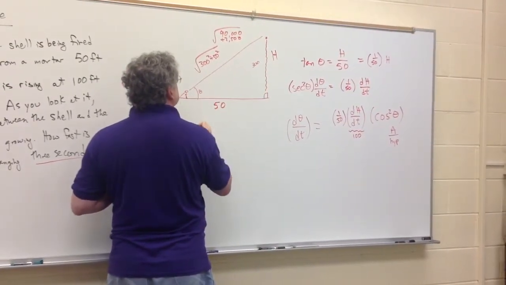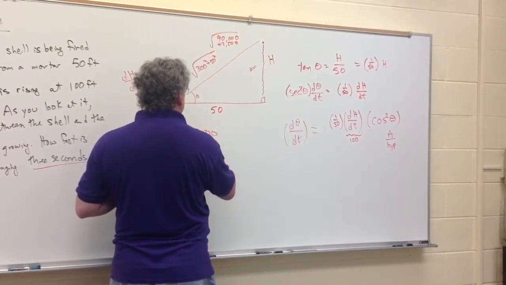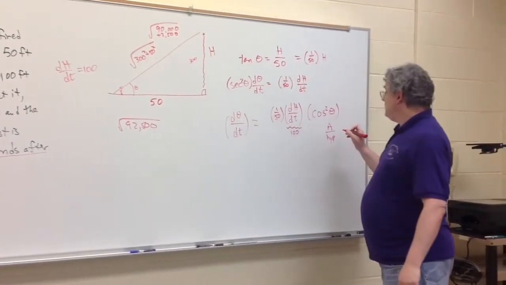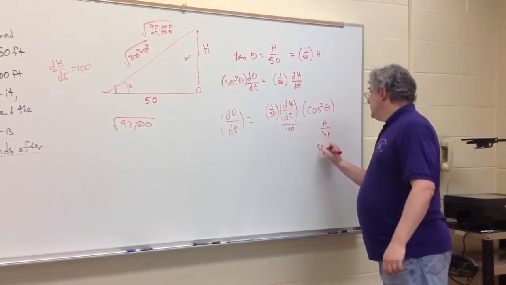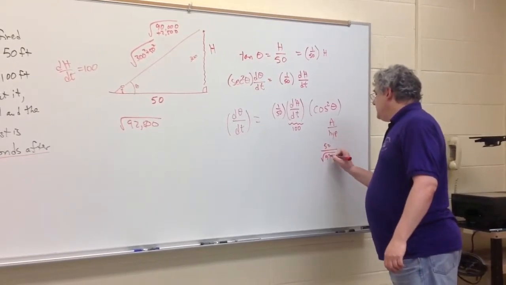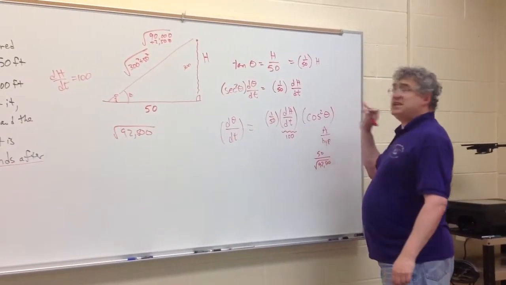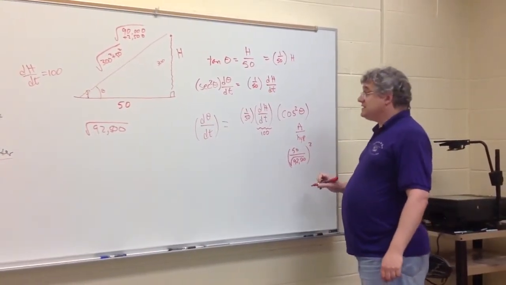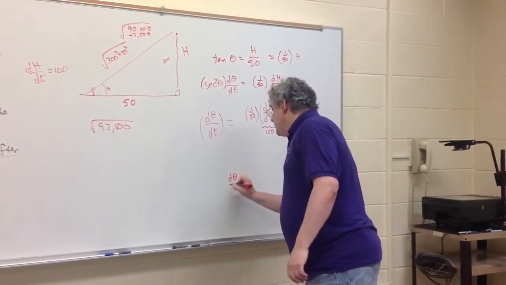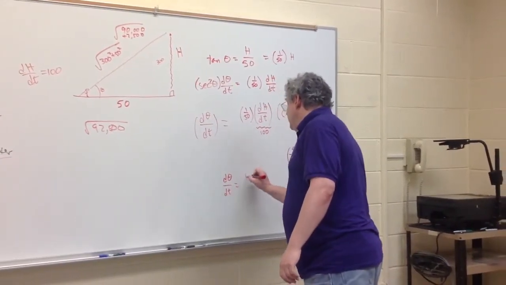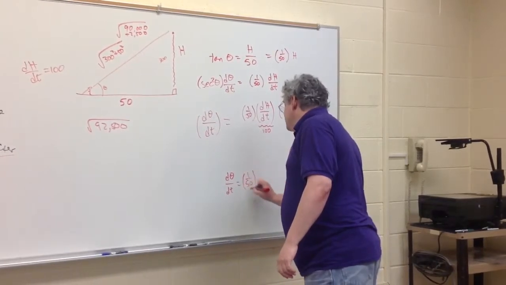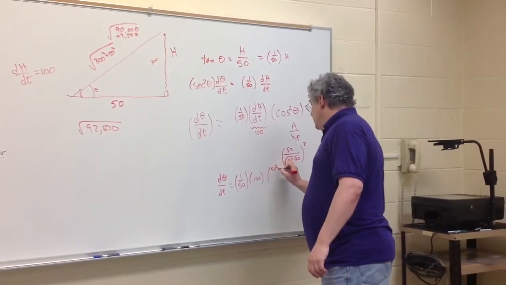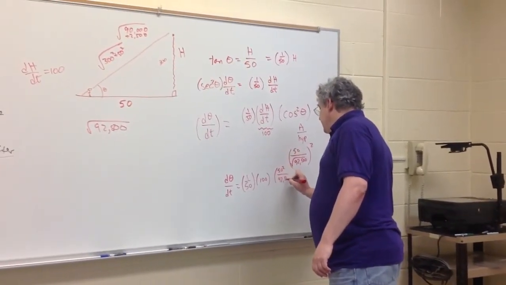So that's 92,500 square rooted. So the adjacent is 50 over the square root of 92,500. But that's the cosine, so I want the cosine squared. So that square root is gone. That's nice. So d theta dt is going to be 1/50th of 100 times 50 squared over 92,500.